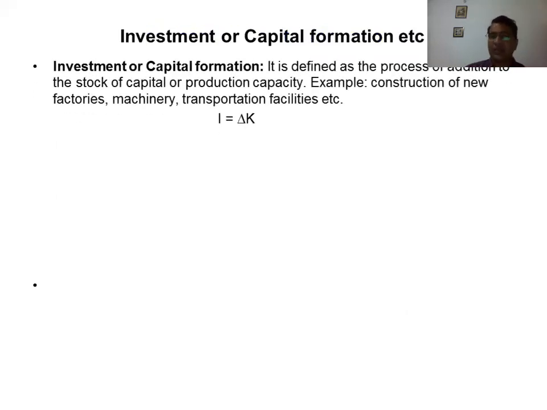And the second basic concept is investment or capital formation. Investment or capital formation is the process of addition to the stock of capital or production capability, like the construction of new factories, machinery, transportation facilities, etc. It means investment is equal to the change in capital. If we add something to the capital, that is part of capital formation. In another way, we can say it is a process of addition to the stock of capital. Delta shows the change in capital. So it is addition to the capital as investment or capital formation.